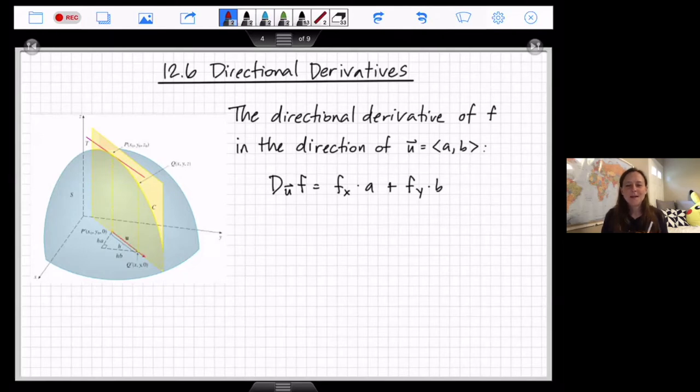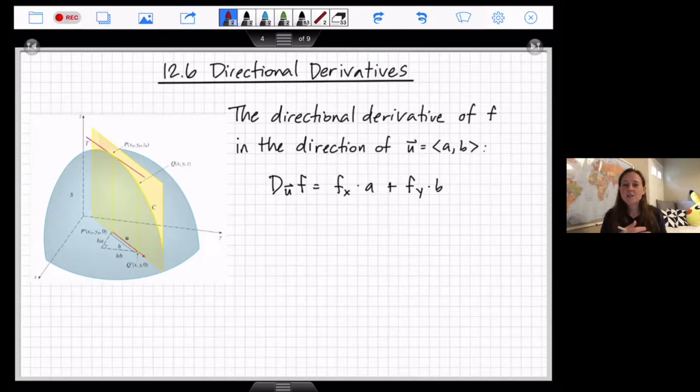Now that we know how to find gradients, we're going to use them to calculate what we call directional derivatives. So let's take a look at this definition and see if we can make some sense of it. The directional derivative of f, and f is going to be our function in the diagram, that's that blue surface that we're looking at. So the directional derivative of f in the direction of the vector u, which is ⟨a, b⟩.